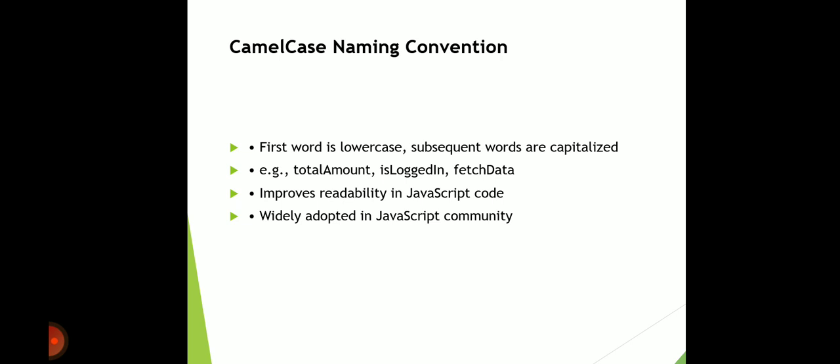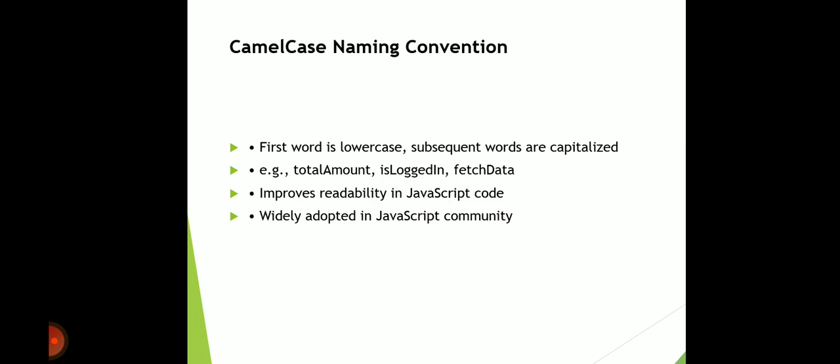Camel case naming convention. Camel case is a way of writing compound words or phrases where the first word starts with a lowercase letter and each subsequent word starts with an uppercase letter without spaces or underscores.